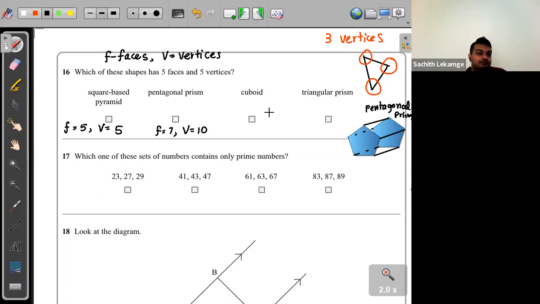Cuboid. You all know. Do you want me to draw that? Yeah. This is a cuboid. 1, 2, 3, 4, 5, 6 faces. How many vertices? 1, 2, 3, 4, 5, 6, 7, 8. 8 vertices. Imagine that projector, that is a nice cuboid. Vertices 1, 2, 3, 4, 5, 6, 7, 8. Got it? Pointy edges. Triangular prism.